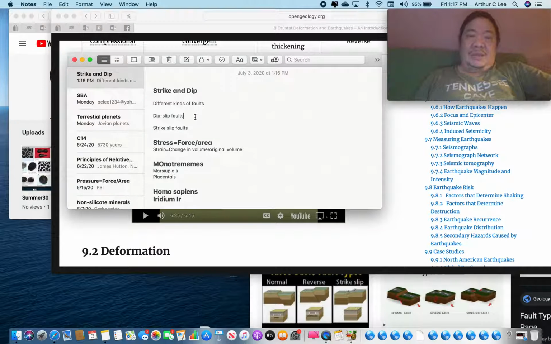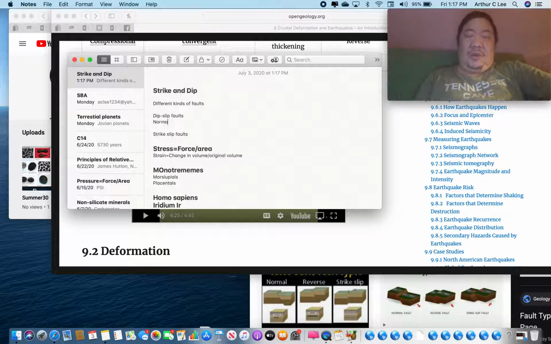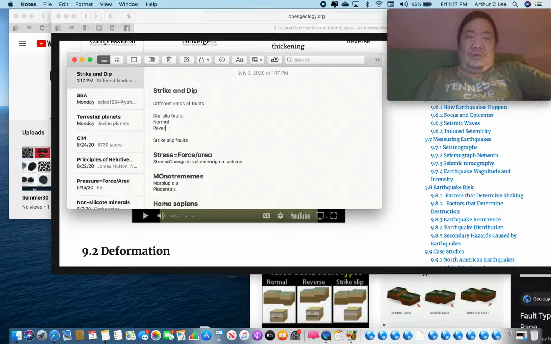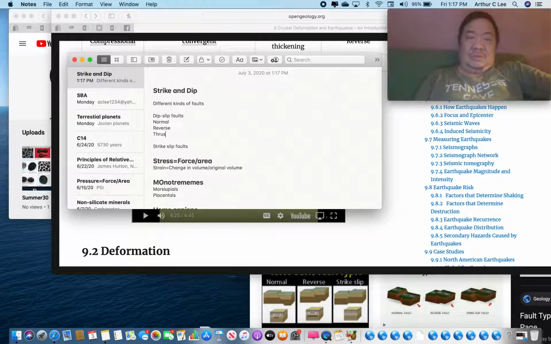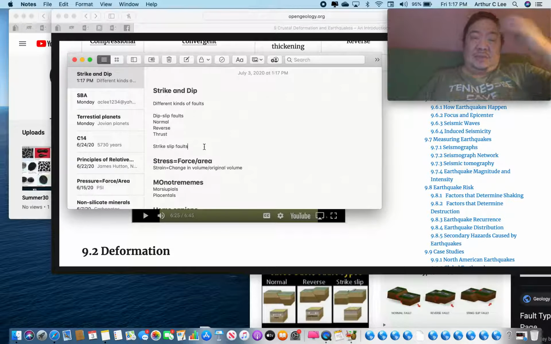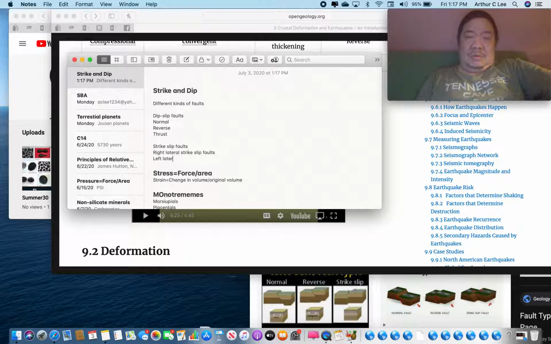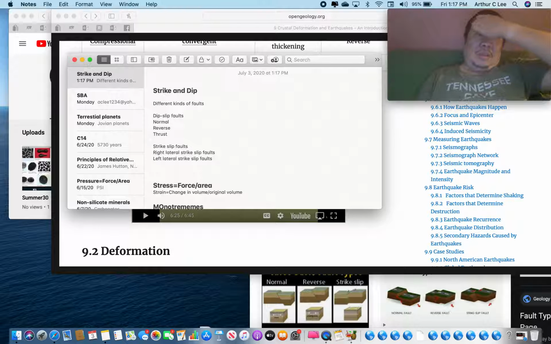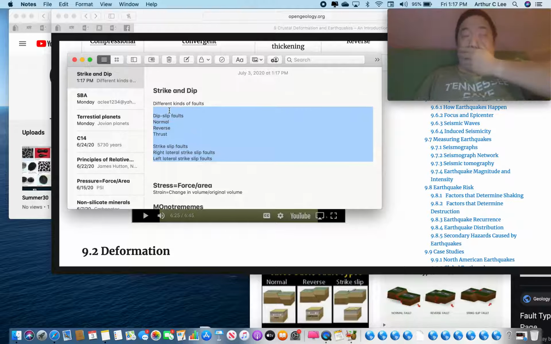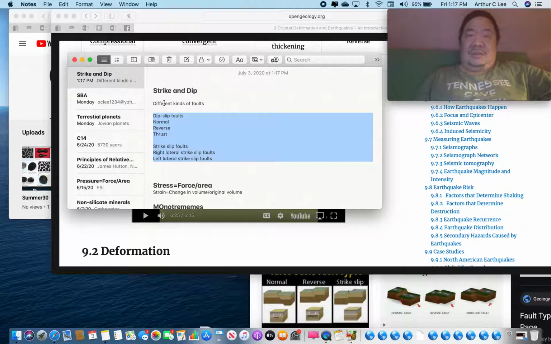There are three kinds of dip-slip faults that we're going to talk about: normal faults, reverse faults, and thrust faults. There's two kinds of strike-slip faults we want to talk about, and those are right-lateral strike-slip faults and left-lateral strike-slip faults. Let's just talk about these five. Those are the five that you need to know for this class. 99% of faults are these.